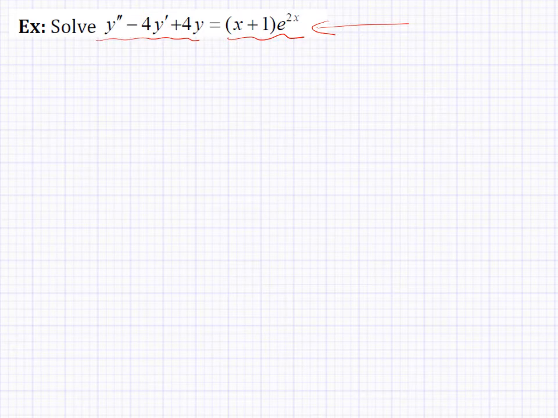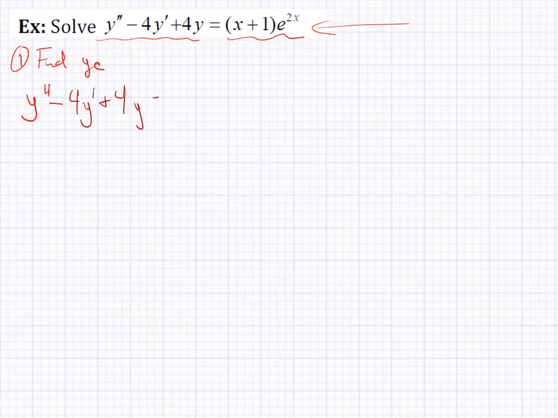So the first step is to find y sub c, okay? That means we're going to solve the associated homogeneous equation: y double prime minus 4y prime plus 4y equals 0.